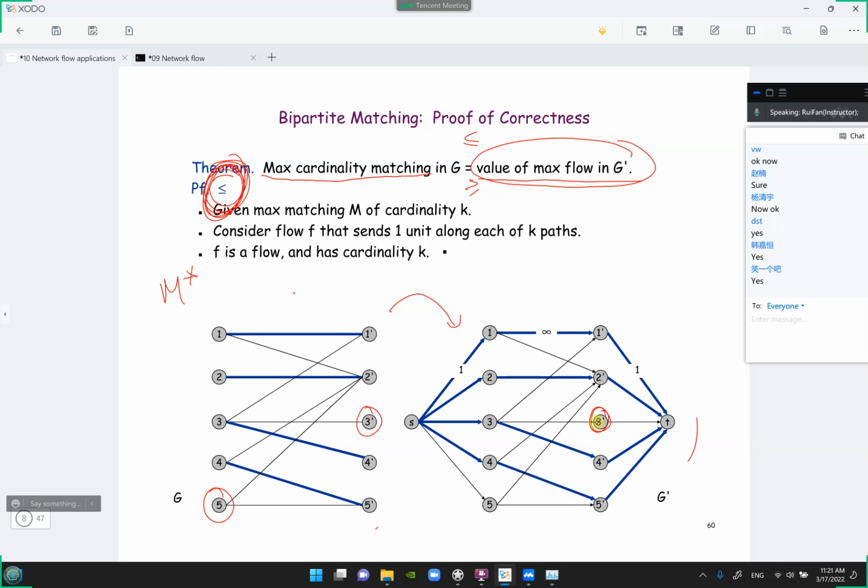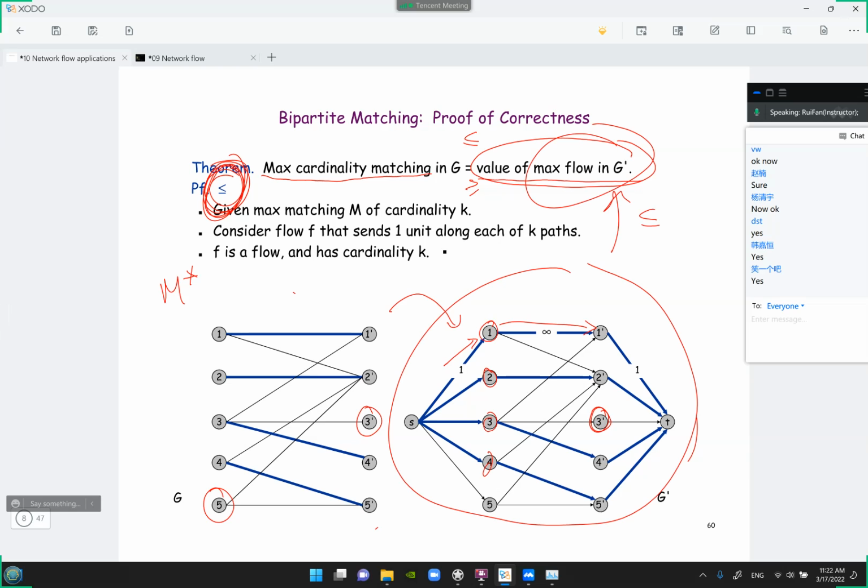Also you satisfy all the conservation constraints, because since it's a matching, each node is only connected to one other node on the right. So it's got 1 unit of flow going in, and because it's only connected to one other node on the right, it also only has 1 unit of flow going out. Therefore you satisfy the conservation constraints at all of these nodes and the capacity constraints, so this whole thing is a valid flow. And this is at most less than or equal to the maximum flow. So that's one direction of the proof.